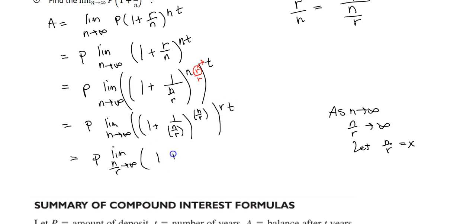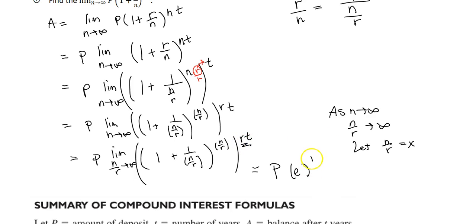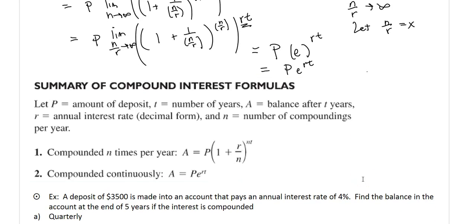It's just raised to a power. We know that if a limit goes to L, then the limit of that function raised to the nth power goes to L to the n. So this would be P times e to the RT, or Pe to the RT. So this gives us the formula A equals Pe to the RT. This is what's known as continuous compounding. It literally is just the limit as n approaches infinity of the number of compoundings per year formula.